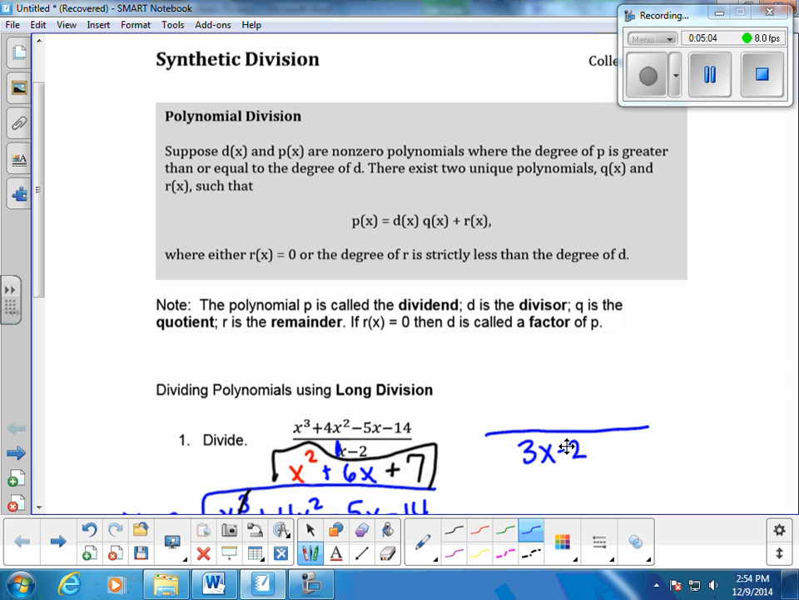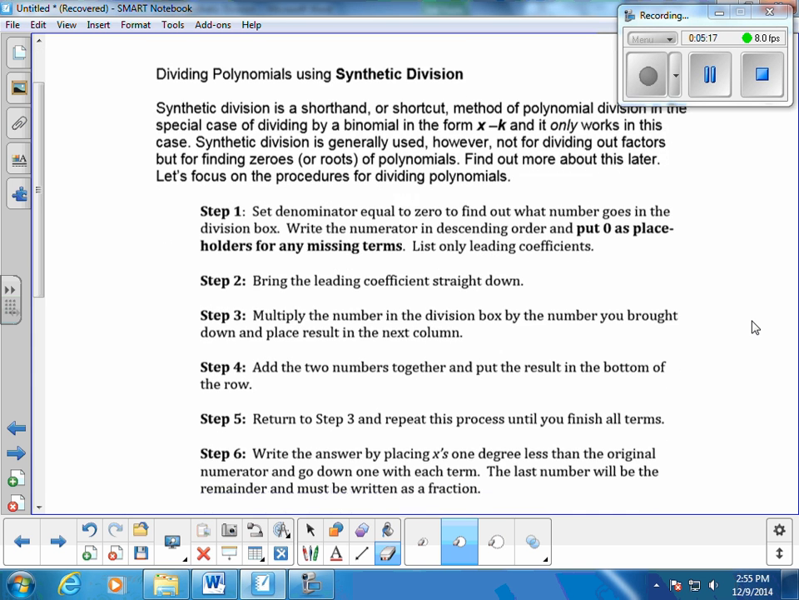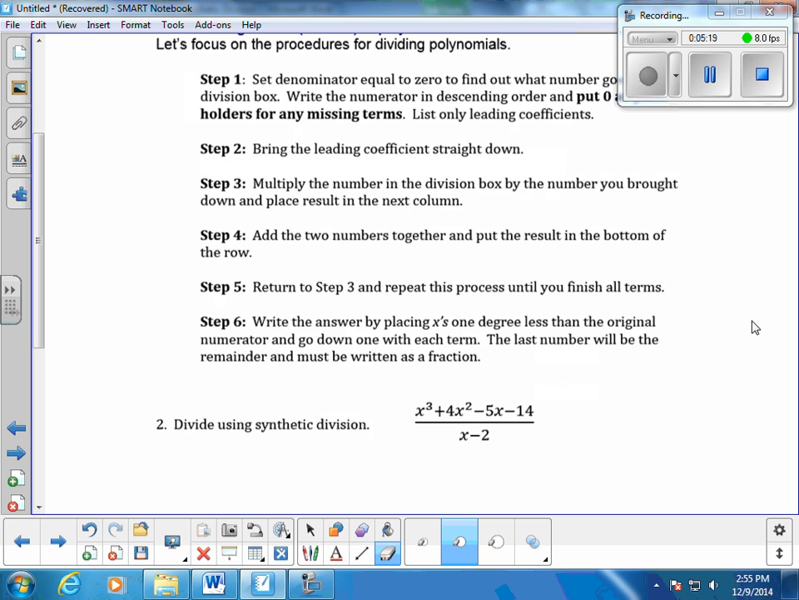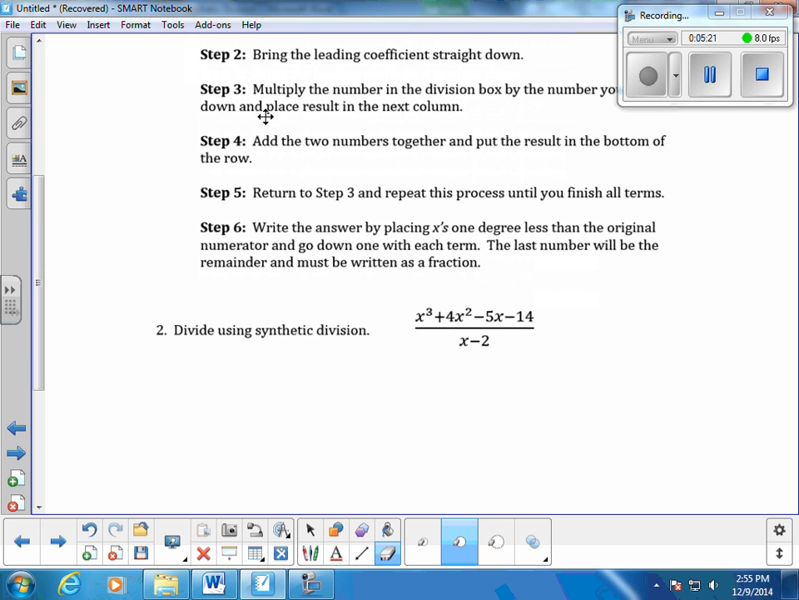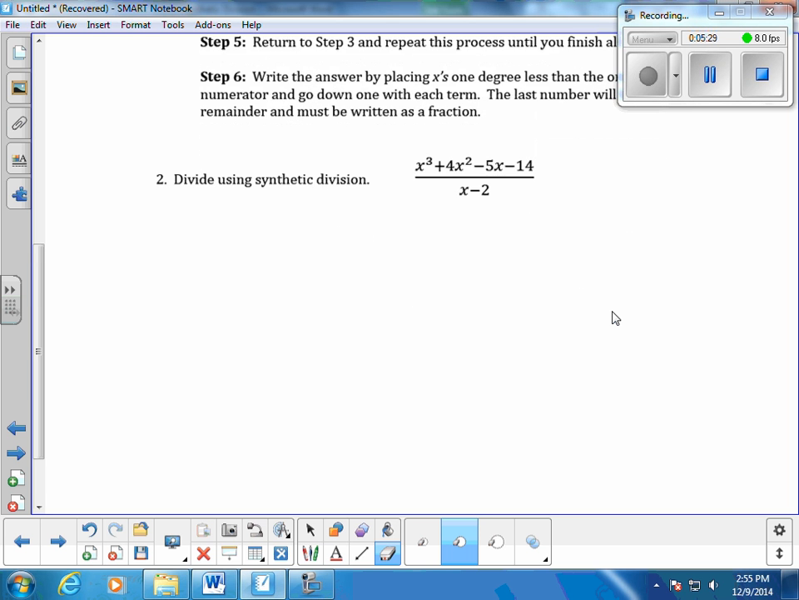We could not do synthetic division with something like that. We would have to use long division or do some work to change it into this nice format. So that's why I said in some cases long division works better and sometimes synthetic. But read through those. It's just very point blank step-by-step procedures. But the actual process is not hard at all.